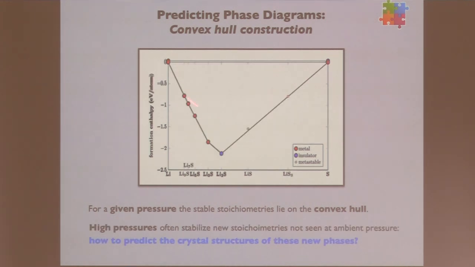Something which is often done, since these metals are often used at high pressure, is to put really high pressure on the system. Here this is 100 GPa, and you see that you had this original stable composition.